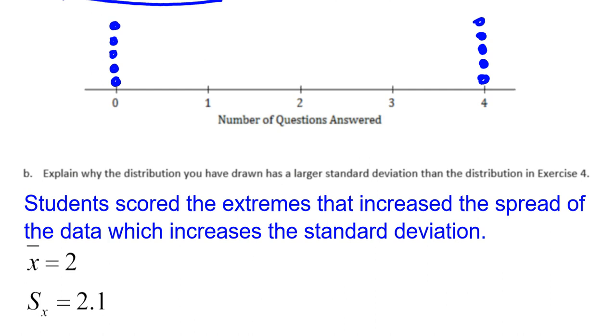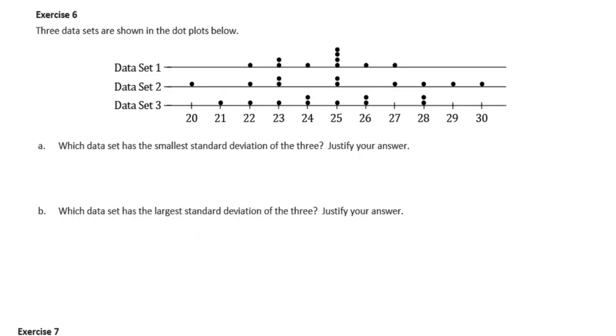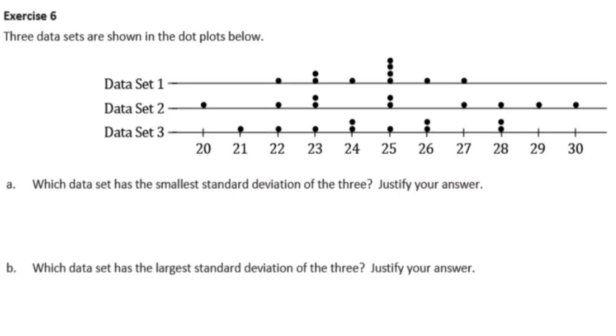All right, let's take a look at another data set. Here we actually have 3 pieces of data on the dot plot. So again, it's individual data values. We want to pick out which is going to have the smallest standard deviation of the 3 and which is going to have the largest, and be able to explain why. So let's have you pause the video and make your selections and explanations at this time.